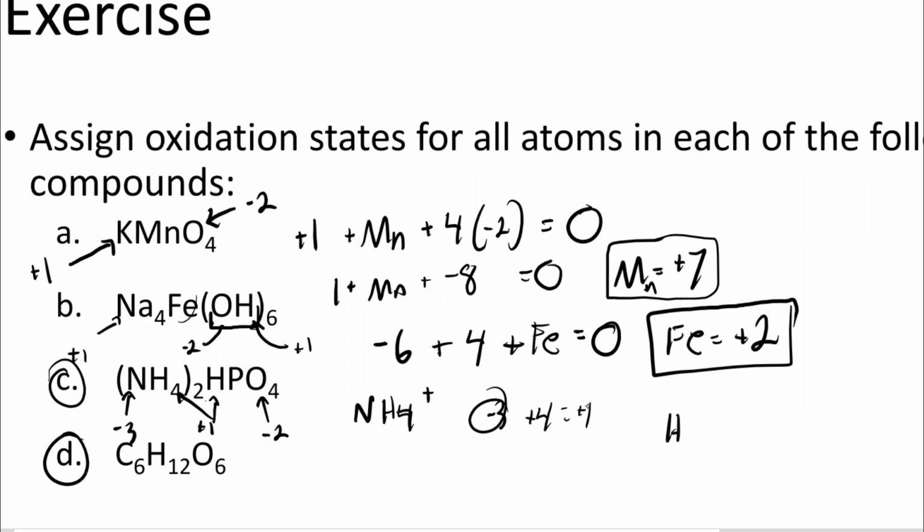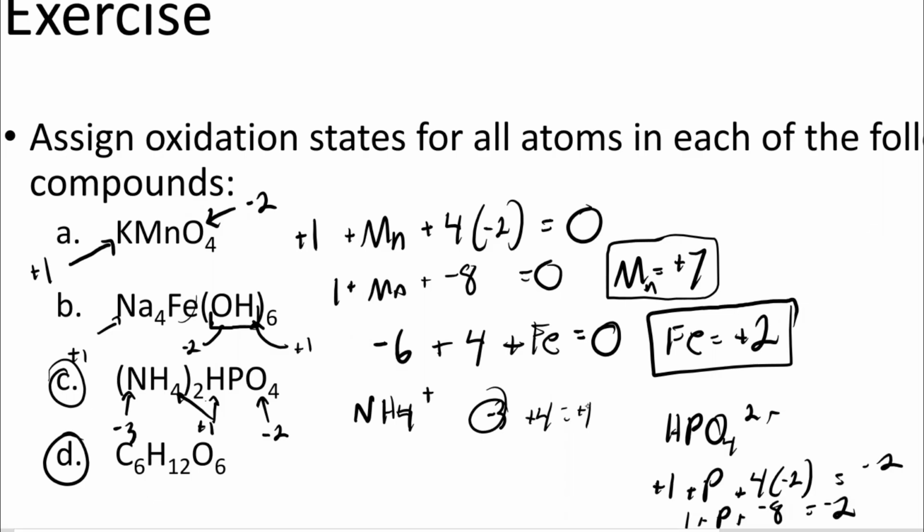So hydrogen phosphate, HPO4 2-, and you can break it down by oxidation state here. So +1 for the hydrogen, plus P for the phosphorus, because we don't know, plus 4 times -2 for the oxygen. So you have -8 plus phosphorus plus 1 equals -2. So then this gets to 6 - 1, 5. So phosphorus in this case is +5.